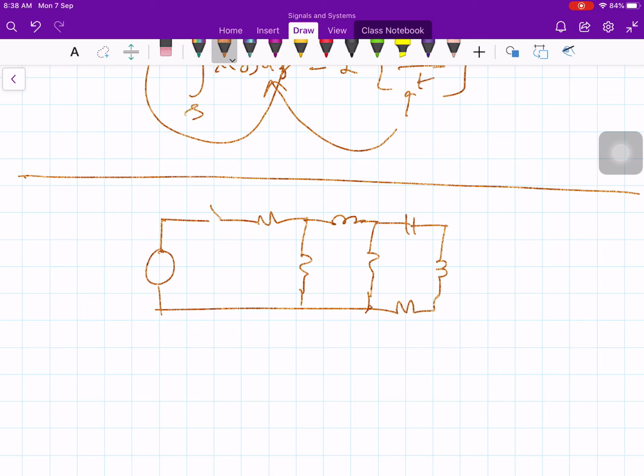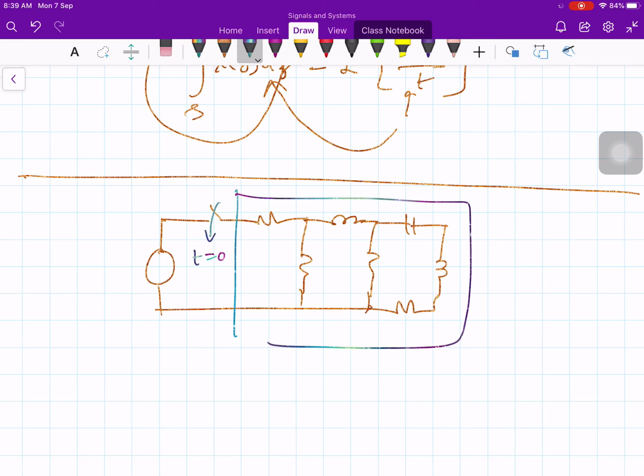In this network, you are closing the switch at t equals 0. Now I wanted to know what is the value of the current or voltage, what is the network status at t equals 0 minus. Or I would like to know what is the value of x at the moment you close the switch, that is, what is x of 0 plus.